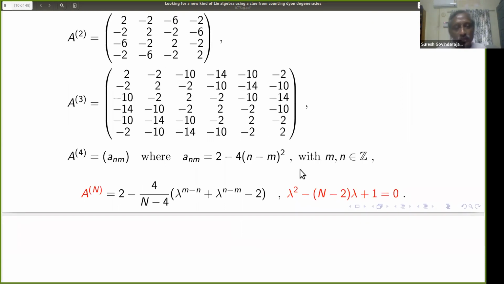So what we do is we embed it and ask, I don't know the big Lie algebra, but I have a subalgebra of that unknown Lie algebra. Let me ask how things decompose so that we can track things.